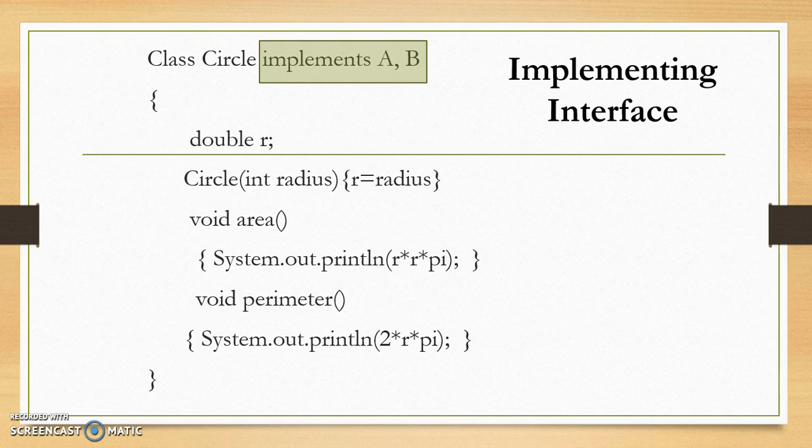So how are we going to implement an interface in a class? We know that we have two interfaces. These two interfaces can be implemented in a class, thus achieving multiple inheritance. If you take class Circle, it implements A and B. It is always necessary for us to override the methods void area and void perimeter, because these two methods don't have any definition in the interface. So we have to define them with our own definition while implementing in the class. Here we have a constructor, which is used for initializing the value, and then we find area and perimeter.